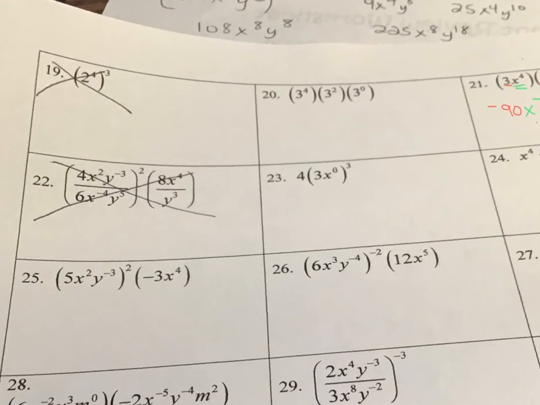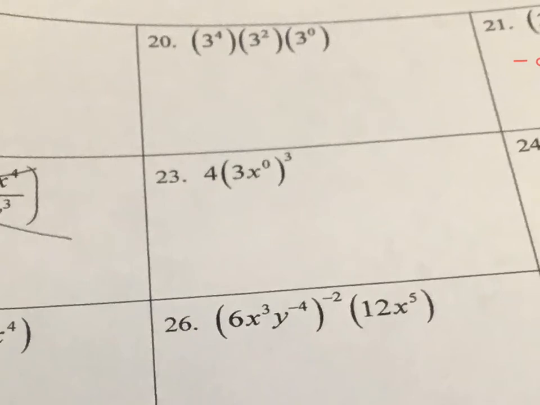Okay, 23. All right. So let's see here. First of all, that 4, I don't need to do anything to it yet. On the inside, I have 3 to the 3rd. 3 times 3 times 3 is 27. x to the 0 to the 3rd. 0 times 3 is 0, so it's x to the 0. Anything to the 0, we don't even need it. So I just have 4 times 27. That is 108, my answer.